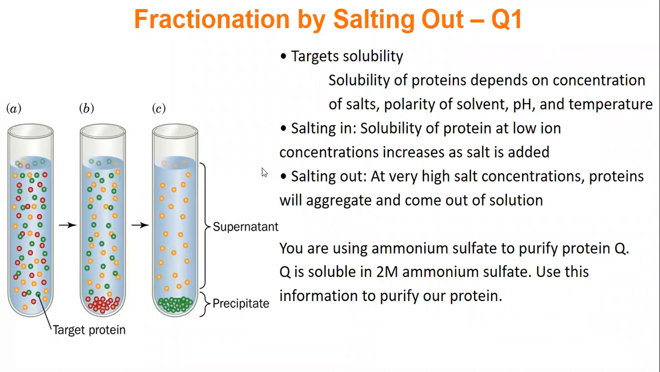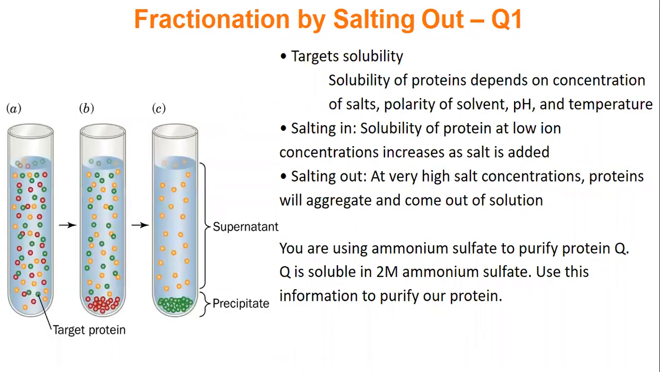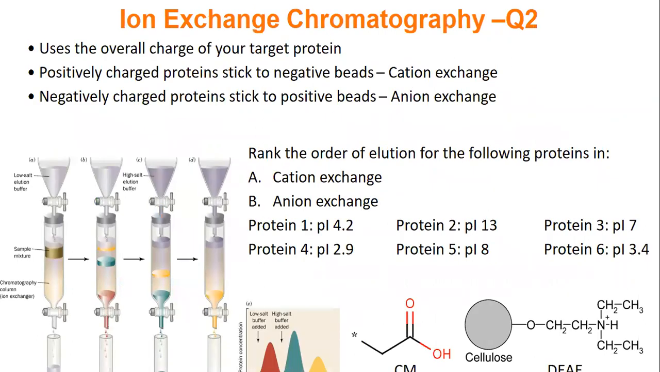So with that, continuing with our lecture from Wednesday, we were talking about how to purify proteins, how we can attack different characteristics of a protein to try and separate those proteins from a mix of proteins. And we talked about salting out as one technique. The next technique is called ion exchange chromatography.